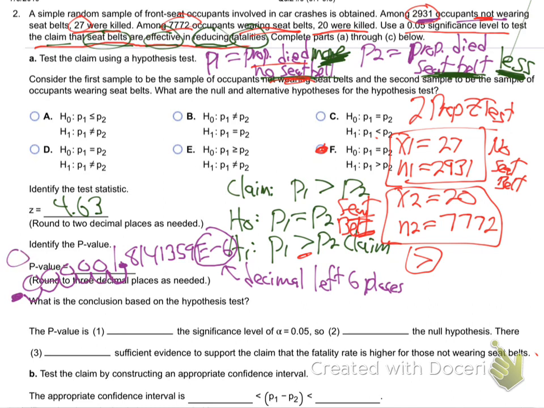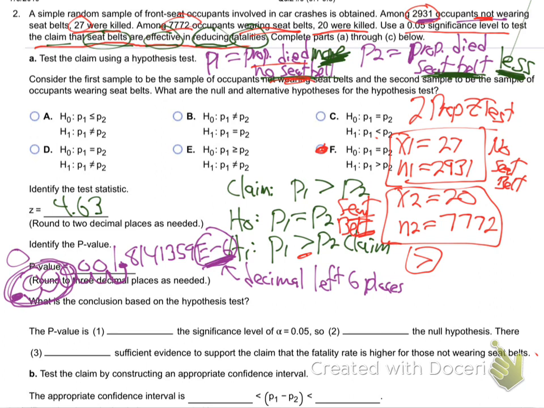So that p-value rounds to 0. If you round to 3 decimal places like they want me to do, that rounds to 0. That's a p-value of 0. So watch out whenever they have that E at the end. If it's negative, that means go to the left that many places. Left 6 places. So effectively that's a 0 for the p-value. Okay, so that's a 0.